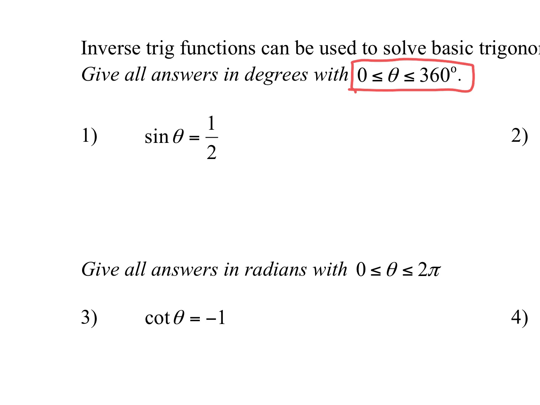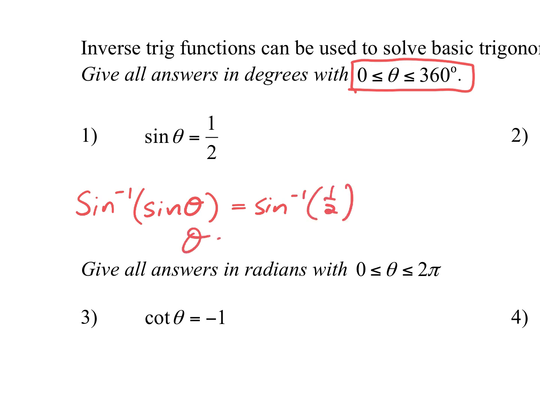Here I have the sine of theta equals 1/2. So if I wanted to find theta, I could use inverses, right? I can take the angle whose sine is 1/2, the inverse sine of 1/2. So theta equals the angle whose sine is 1/2. If I were to plug this into my calculator, it would tell me that my answer for theta is 30 degrees. That is true.